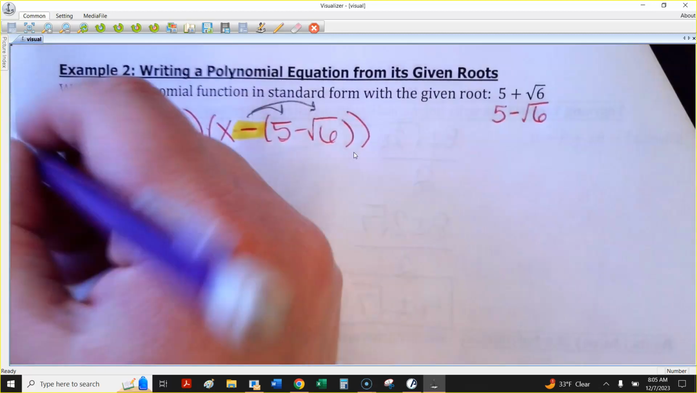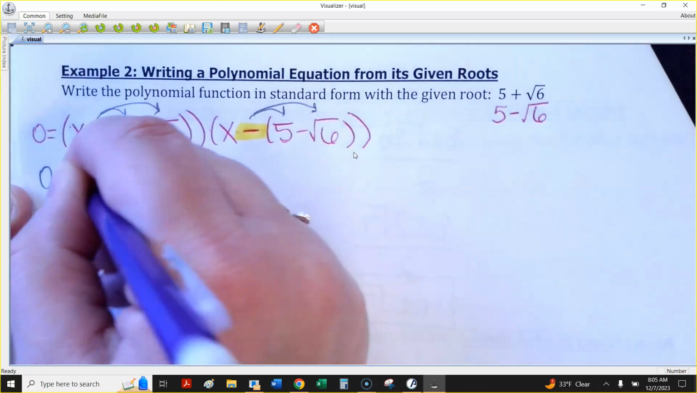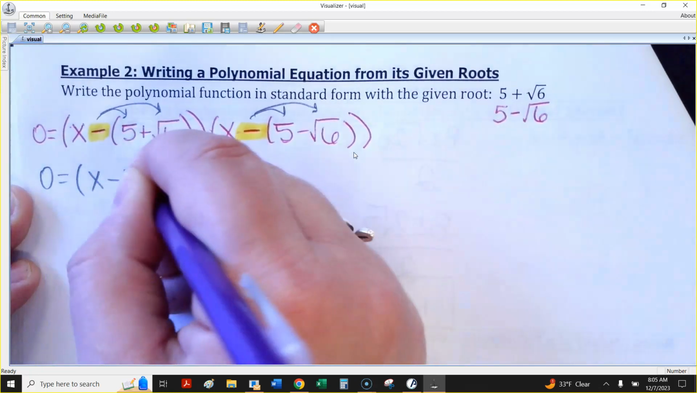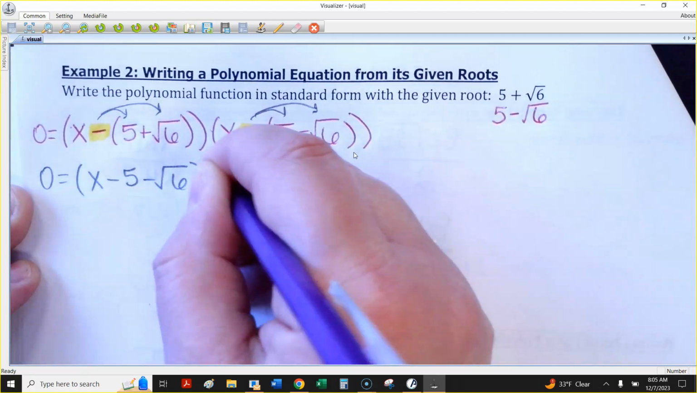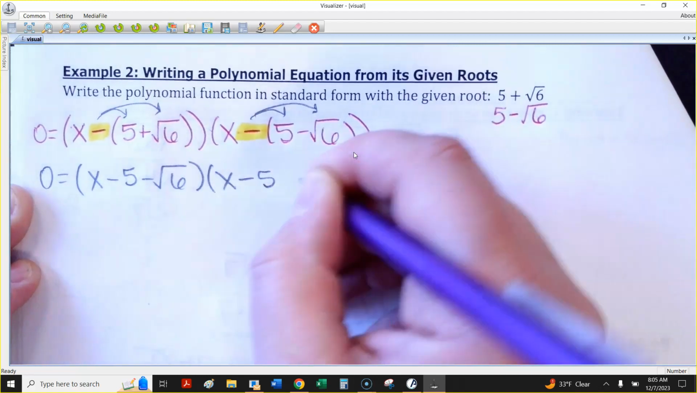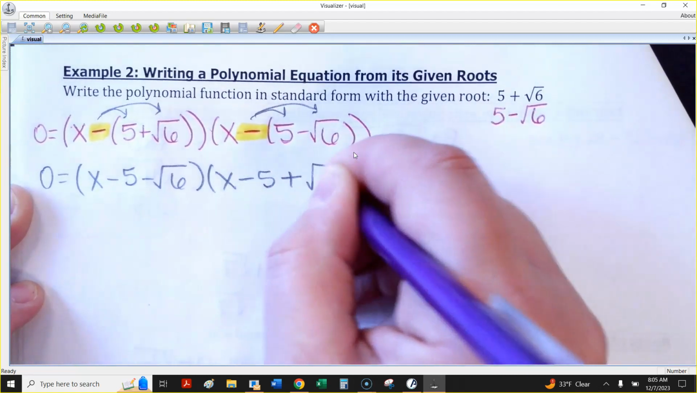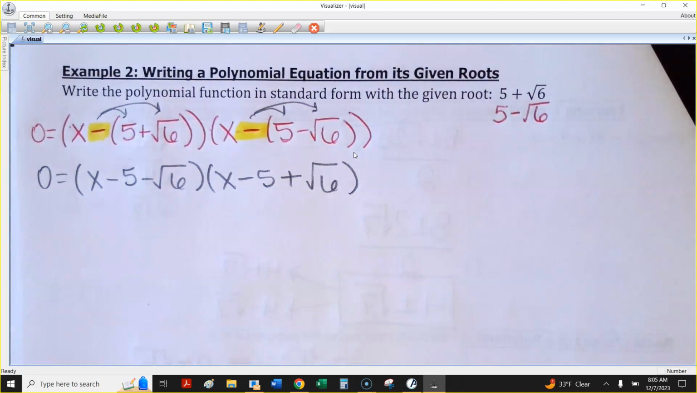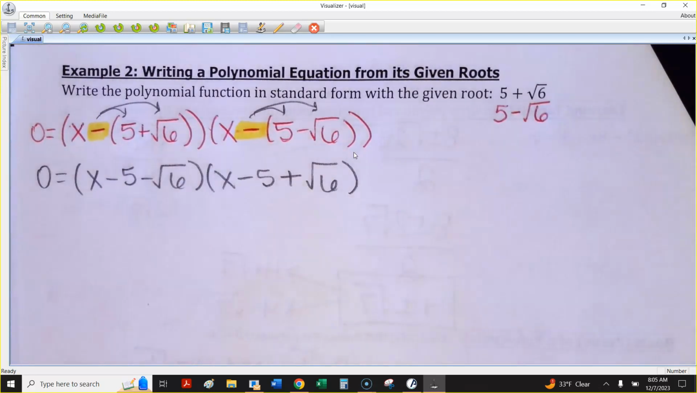So just to simplify it a little bit before we multiply, it's going to be x minus 5 minus radical 6, and then you're going to have x minus 5 again, but then it would be plus radical 6. They'll always be in that format. One will be a plus and one will be a minus. I'm getting the plus here because I'm doing minus and negative. So like a -1 times that negative radical 6.